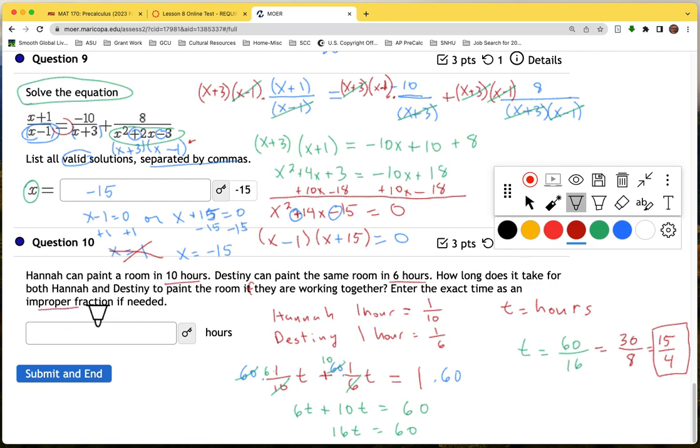as an improper fraction, which is 3 hours and something. 3 hours and 0.75, which is 3 hours and 45 minutes. 15 fourths hours. Okay, submit it, we're done.